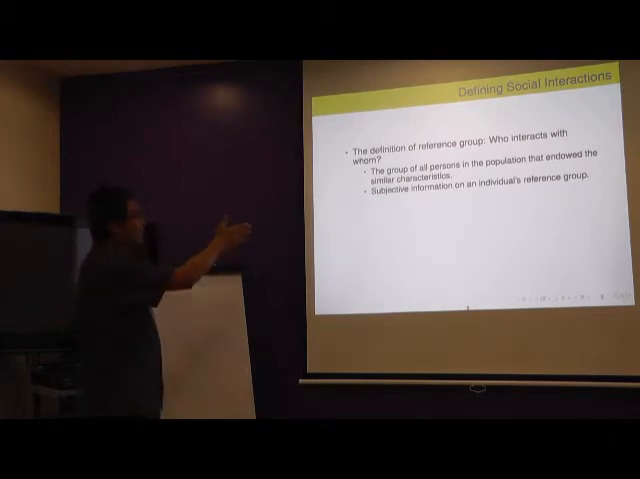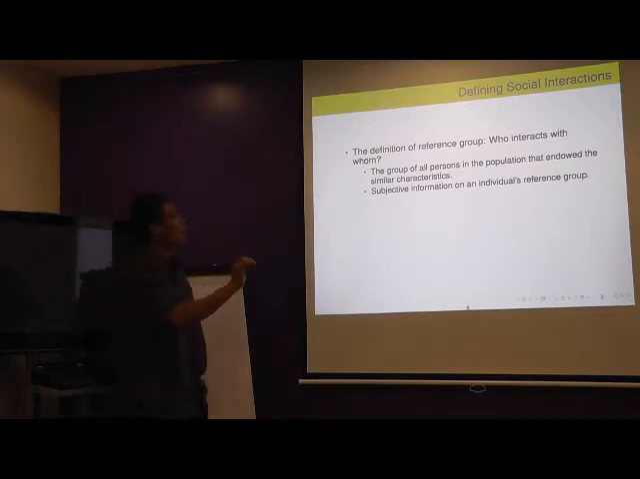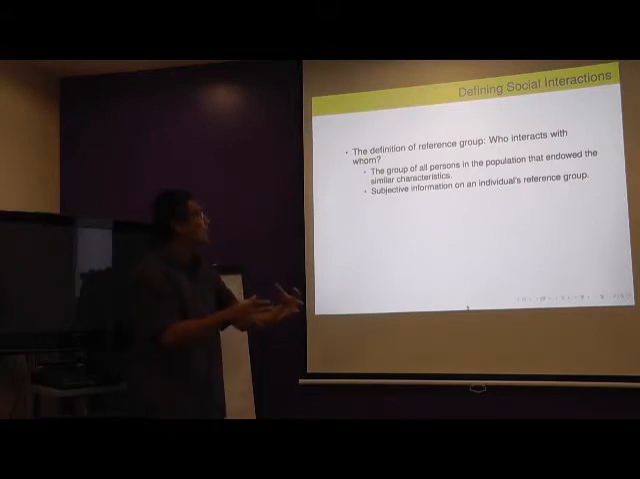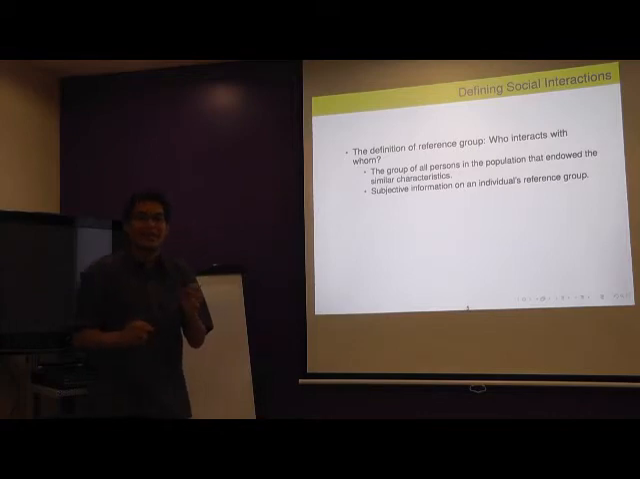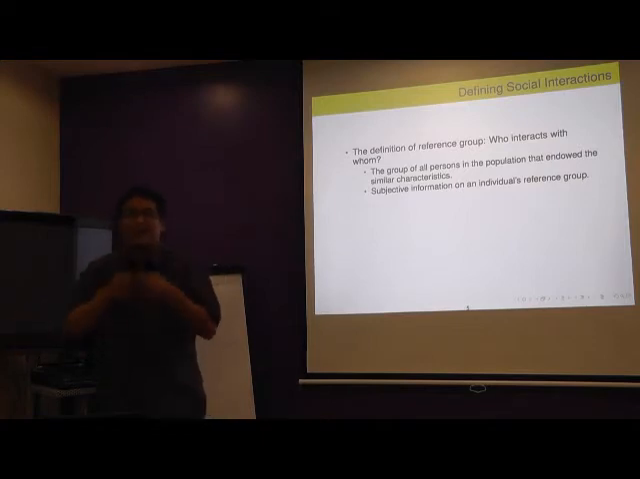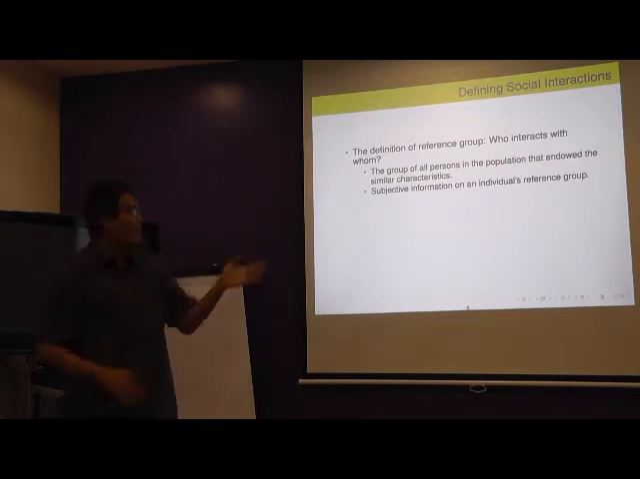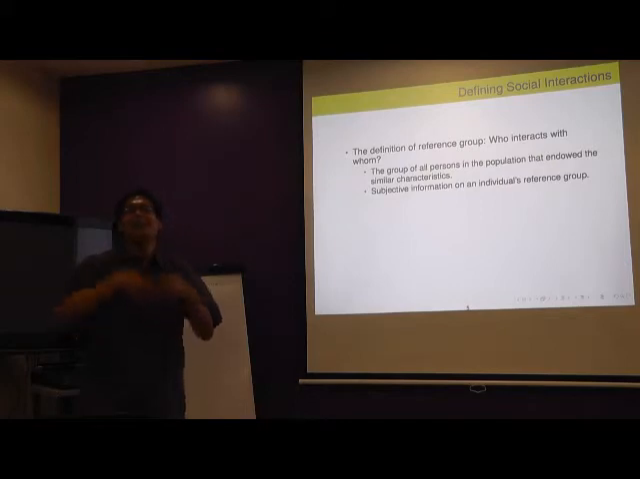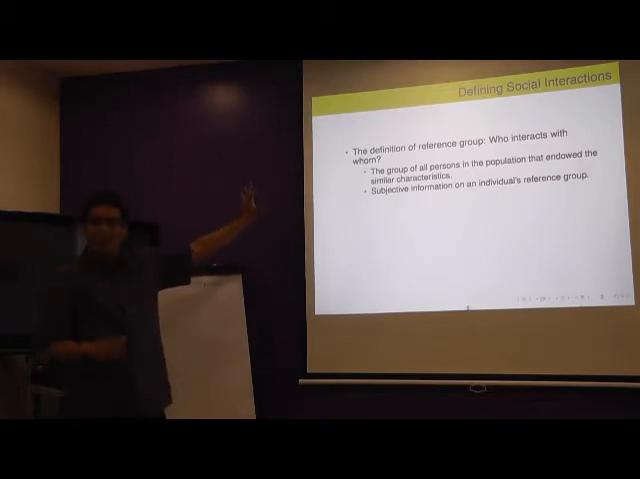Unconsciously. Because, to define who interacts with whom, we can define the group of all persons in the population that share similar characteristics: age, income level, education level. People with higher education tend to value public goods more. They value solid waste management more, meaning that they are willing to pay more. Or people with higher income, or higher age, female, male, sex. So that is basically one of the ways to capture social interaction.